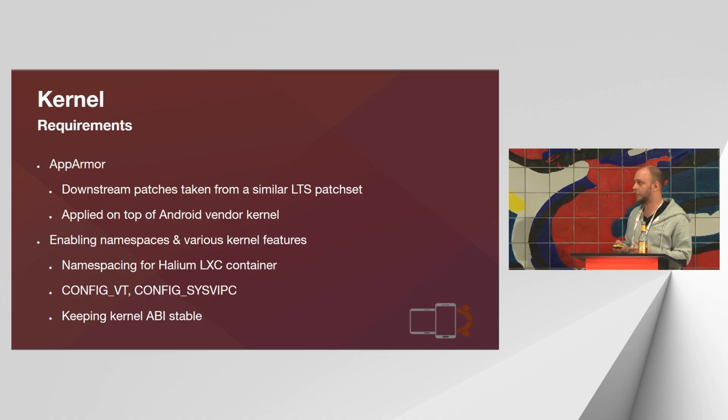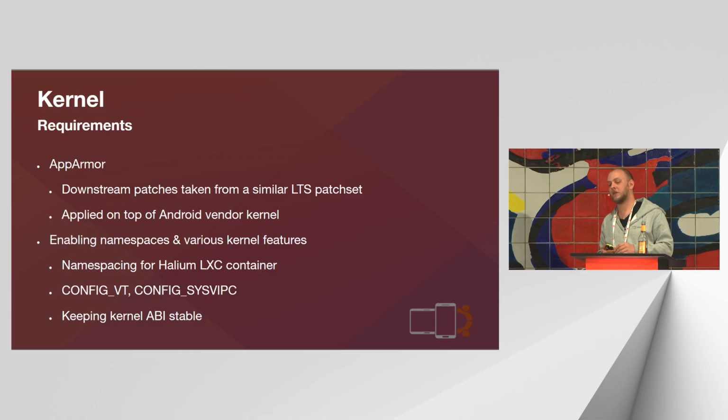So, what do we have as requirements for supporting snaps on Ubuntu Touch? We need AppArmor. What we usually do is take downstream patches from a similar LTS patch set or apply patches from the upstream AppArmor GitLab and apply those on the vendor kernels themselves. So either it's a replace thing or patching on top. And we are still trying to do some things here to integrate it properly, to make it compile, to make it really work. Also we add some patches on top, because Ubuntu Touch has a few things, just 1 or 2 patches that were required for thumbnails to work properly, not anymore, but for other components. And also enabling namespaces and other various kernel features that are required to actually drive the Halium libc container that we have. We also need CONFIG_VT and CONFIG_SYSVIPC, which are not enabled by default in the Android vendor kernels.